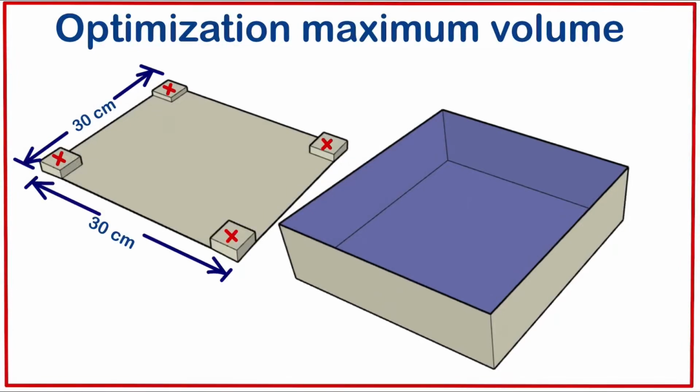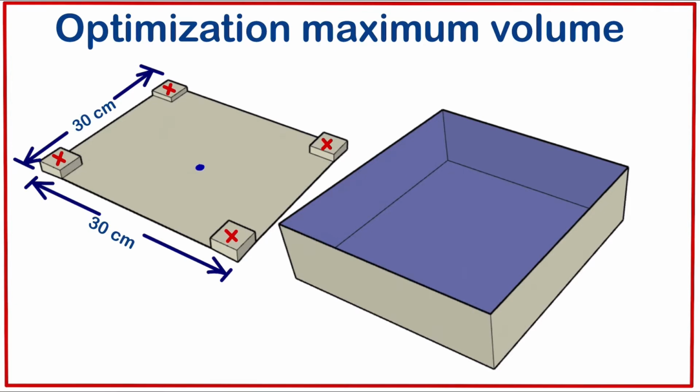Welcome to Mathematics Pro. Today we are going to have this question involving optimization that will enable us to calculate the maximum volume. Given a square paper, they want you to create a box that will have a maximum volume, meaning which box can you create with this piece of paper that will give you a maximum volume.